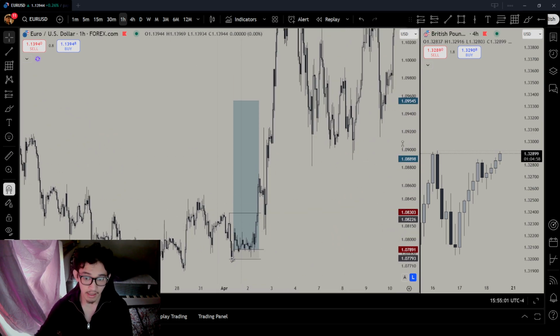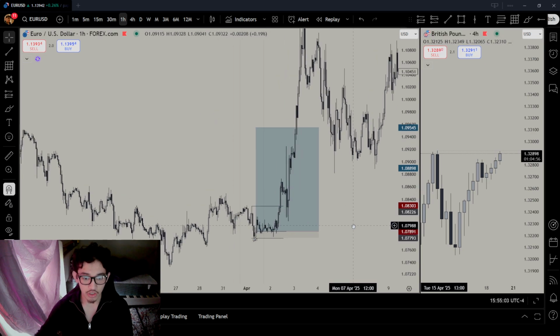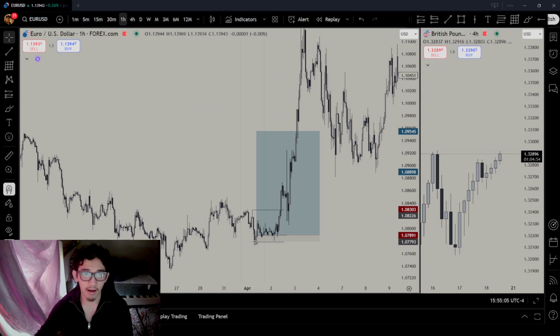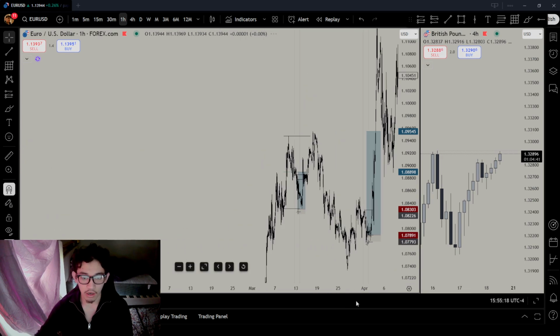So yeah, that's that. And this is how I trade a New York Reversal Profile 1 and 2. This is how I trade the 5 AM model and the 9 AM model. And this is how I trade New York Reversals using CRT.